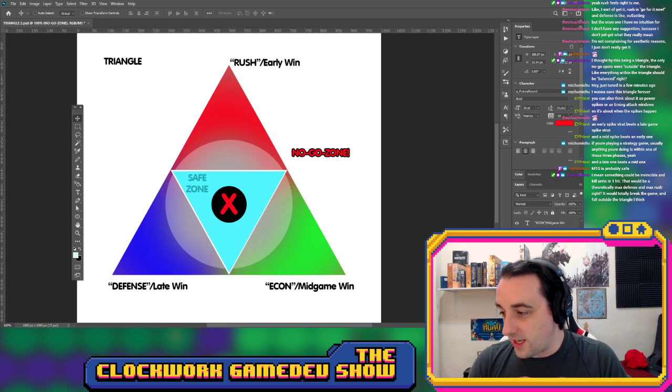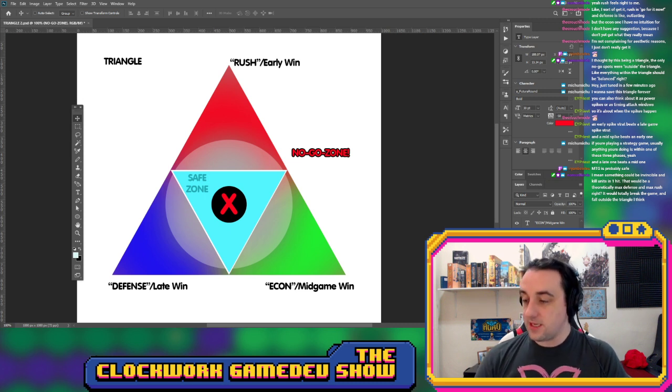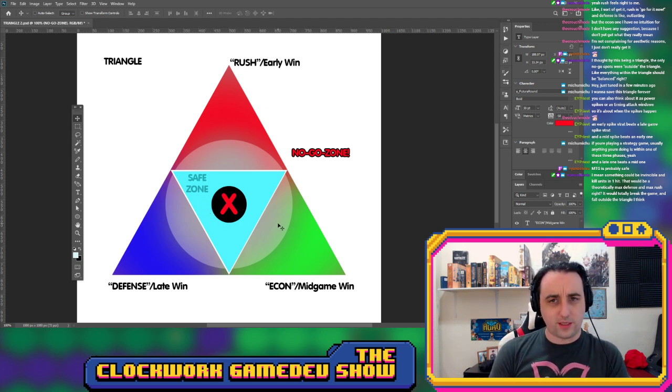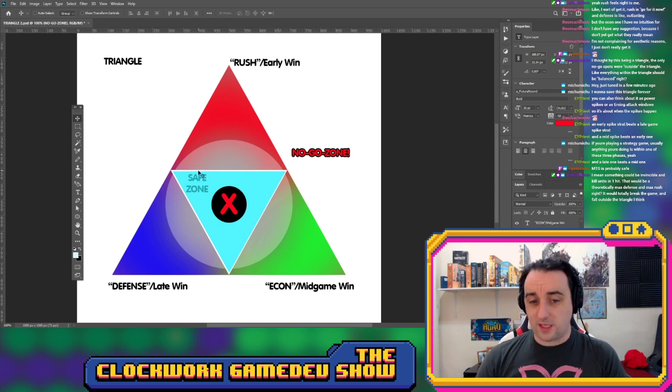You can also think about it as power spikes or as timing attack windows. So it's often about when the spikes happen. I think in strategy games, ones that have variable win times, it's always about that, right? It's always about finding that window. If you're playing a strategy game, usually anything you're doing is within one of these three phases, or it can at least be described as such.